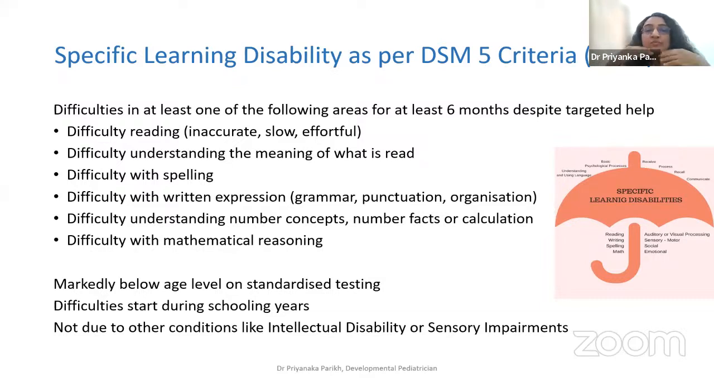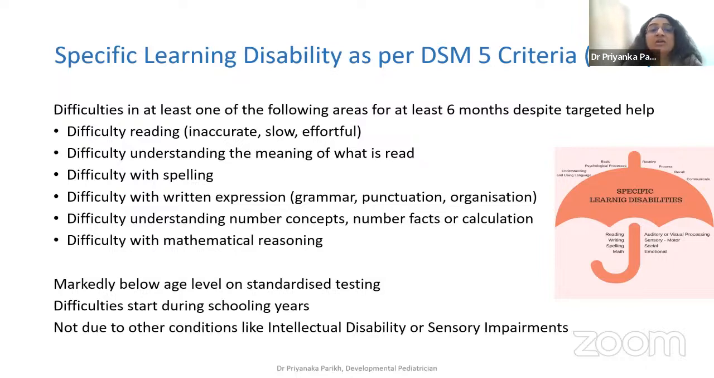So putting your thoughts down. One is oral expression, but written expression is what you're writing on paper. So it could be grammar, punctuation, or the organization of what we saw in the writing sample. There could be difficulty understanding number concepts or calculations, or with mathematical reasoning, what we call applied math. So when we talked of word problems or applying your mathematical concepts, the child could be having difficulty across any of these areas, which have to be proven by standardized testing. So when we see a markedly below age level performance on standardized testing, which is at least 1.5 standard deviations below what is expected for the age. Now this child is having a normal IQ.